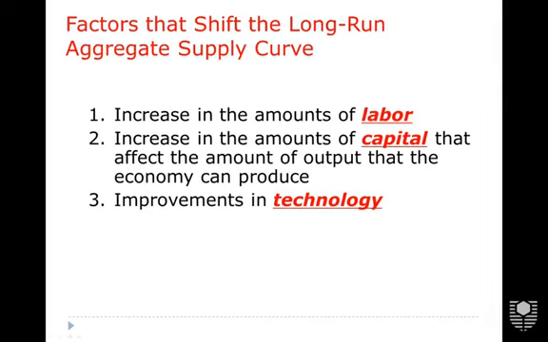Factors that can shift the long run aggregate supply curve. There are 3 simple factors that can actually shift the long run aggregate supply curve. Number 1, if there would be more labor force in the economy. Number 2, if there would be more capital available or capital resources increase. And number 3, if there would be an improvement in the technology. So any positive change in any of these 3 factors or all of these 3 factors will shift the long run aggregate supply curve towards right.